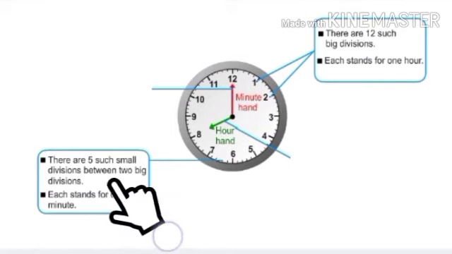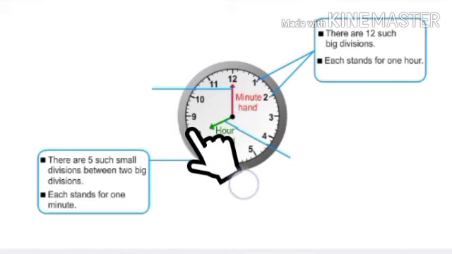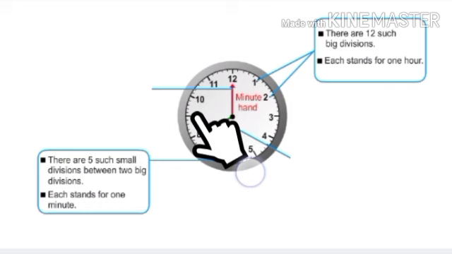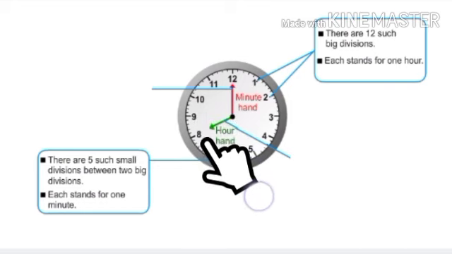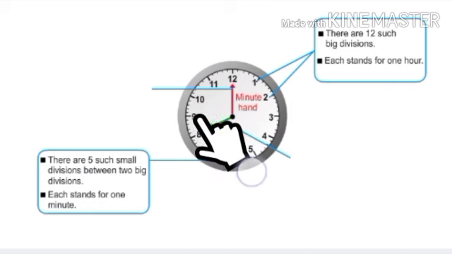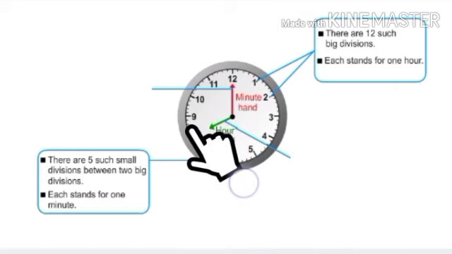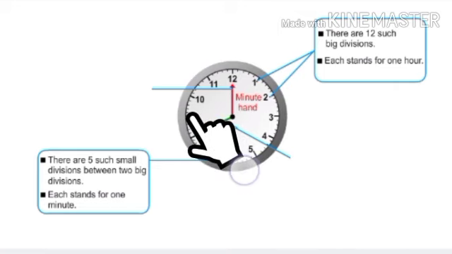Next we can say there are 5 small divisions in between 2 big divisions. For example, 8 and 9 is a big division. Inside that the small dotted lines are there. Those are the minute lines. In between that division we have 5 small divisions, and each indicates a minute.